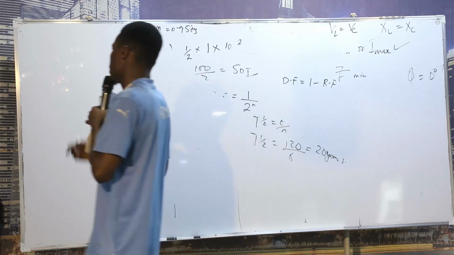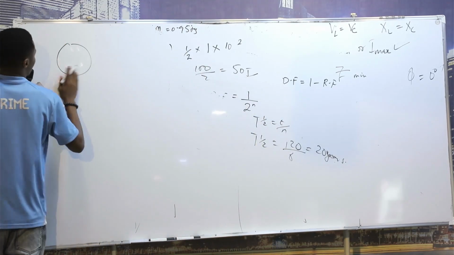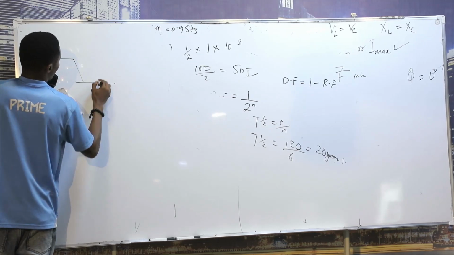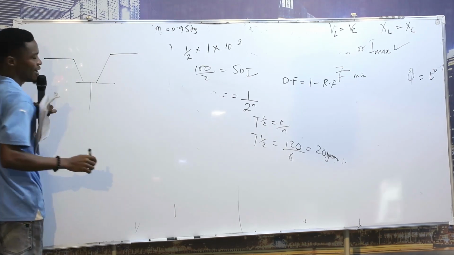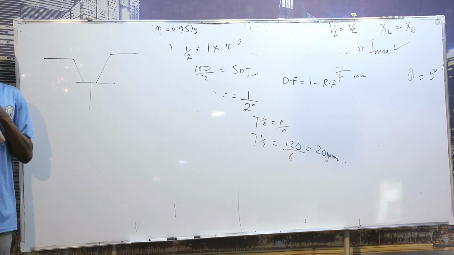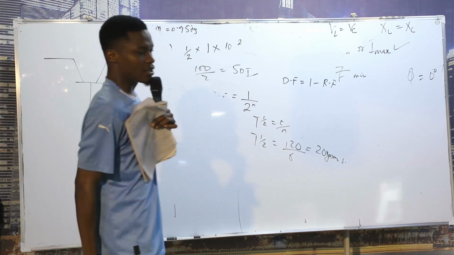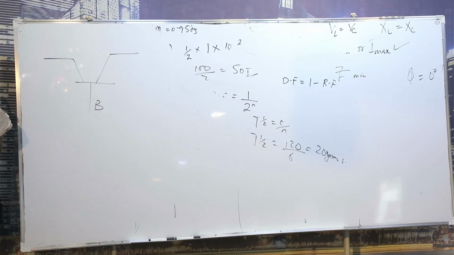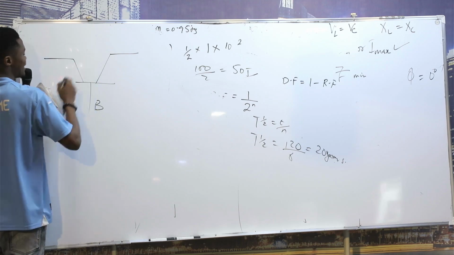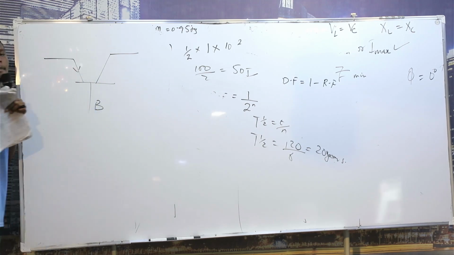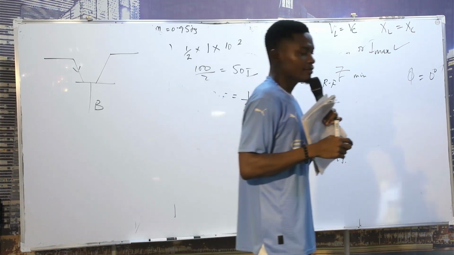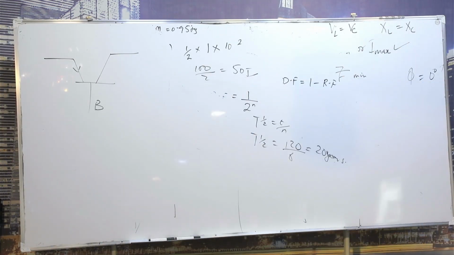Okay. Now, a transistor has how many terminals? 3 terminals. What are the names of the terminals? Emitter, collector, and base. This is the base. Now, they said I should draw a PNP transistor. So I can say something like this.